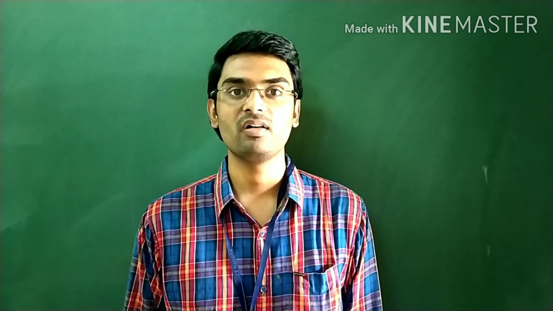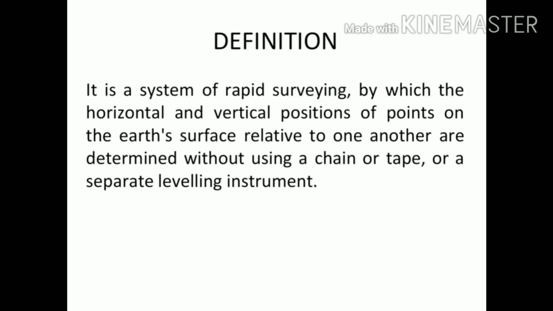In today's lecture, we will be demonstrating tachyometry. Let us understand what is tachyometry. It is a system of rapid surveying by which the horizontal and vertical positions of points on the Earth's surface relative to one another are determined without using chain or tape or any other kinds of instruments.